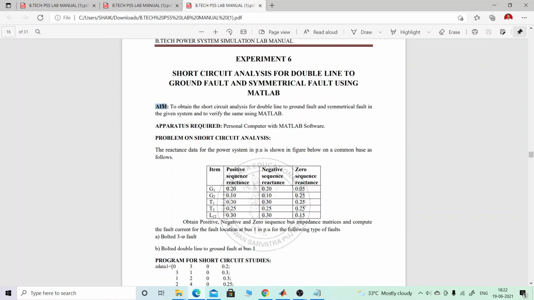The aim of the experiment is to obtain the short circuit analysis for double line to ground fault and symmetrical fault in the given system and to verify the same using MATLAB. So what apparatus do we require? That is a personal computer with MATLAB. So we come to the problem.